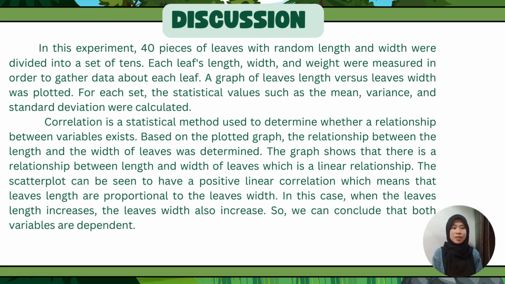The graph shows that there is a relationship between the length and width of the leaf, which is a linear relationship. The scatter plot can be seen to have a positive linear correlation, which means that leaf length is proportional to leaf width. In this case, when the leaf length increases, the leaf width also increases. So we can conclude that both variables are dependent.